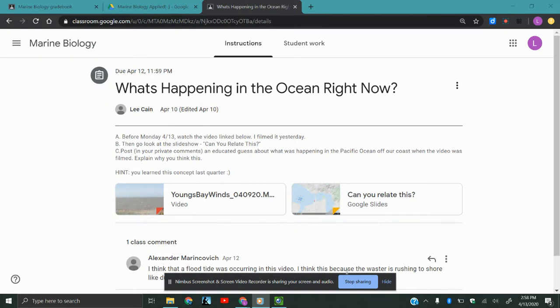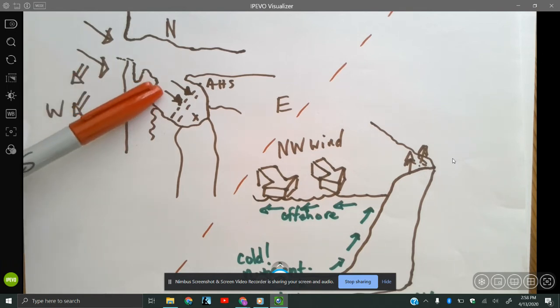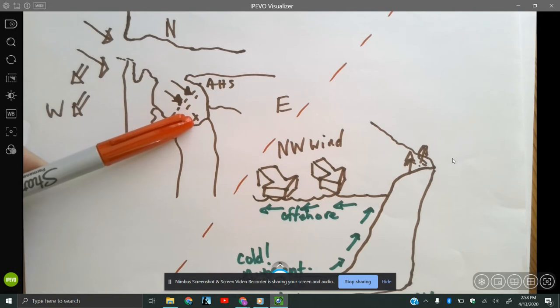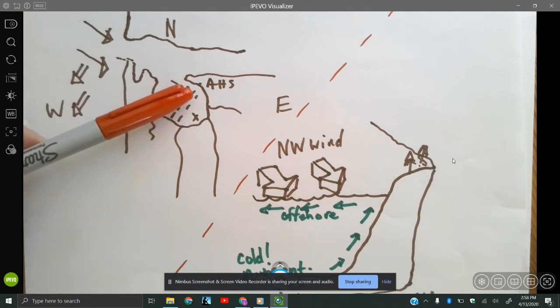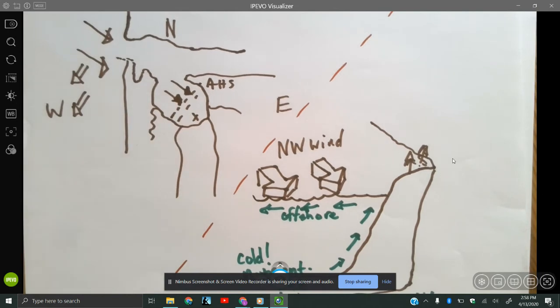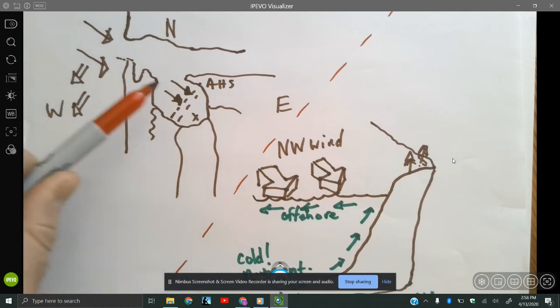If we go to a little map I've drawn up here, you can see that the winds are being portrayed right here by these arrows. The X right here shows where I was filming from, and then these bars going across like this are showing the whitecaps coming towards the road. North is up in this image, and west and east, so the winds are coming from the northwest.